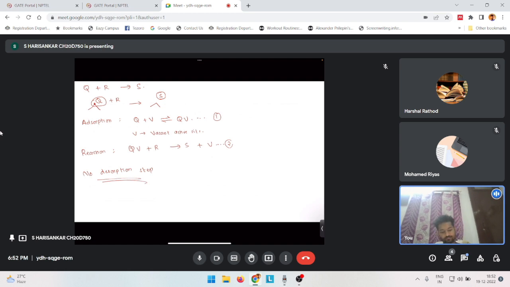So we can write the corresponding rate equations as well. Let's take Ka and K minus A as the rate constants for the adsorption step, and for the reaction, let us take KB and K minus B. The overall rate of adsorption can be written as Ka CQ CV minus K minus A CQV. And the rate of reaction can be written as KB CQV CR minus K minus B CS CV.